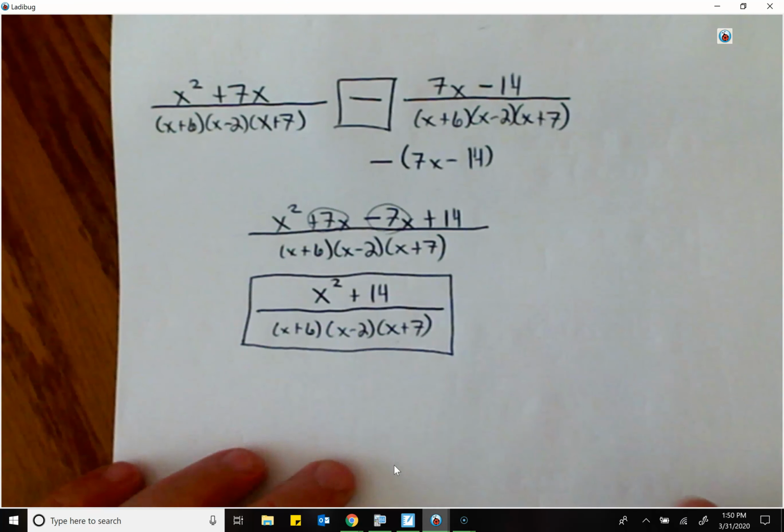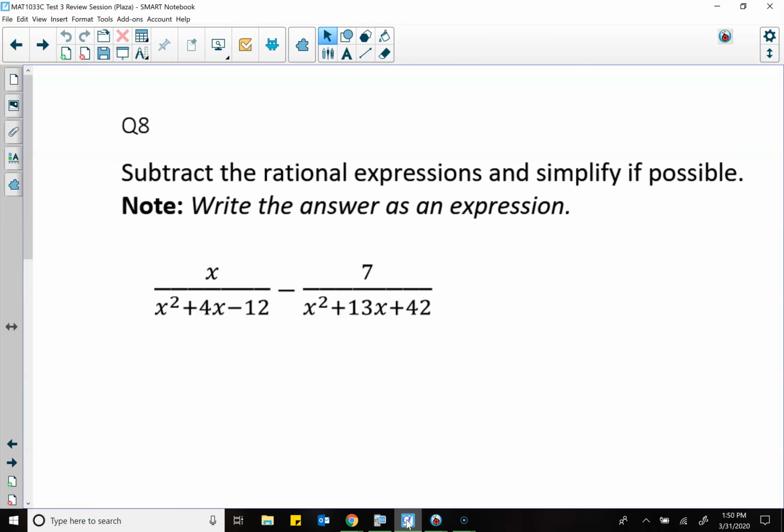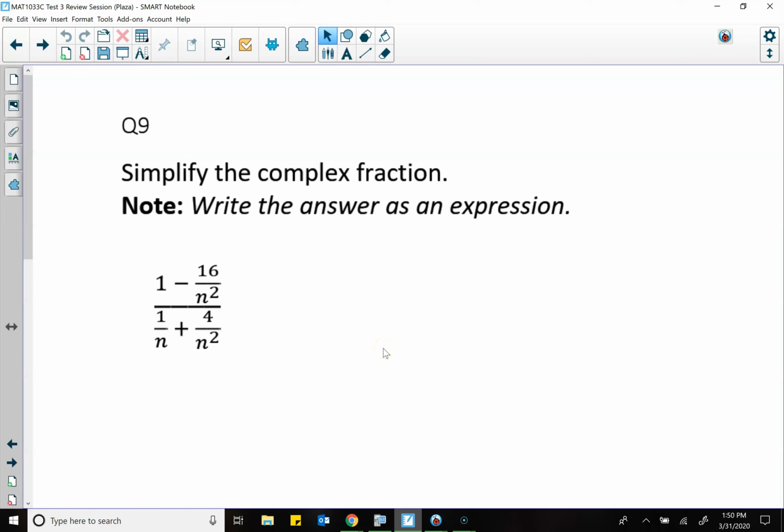All right. Let's jump over to question number 9. So now we are in section 5.4. Sorry, 4.4. Keep jumping to chapter 5. We're not in chapter 5 yet. And they want us to simplify the complex fraction.